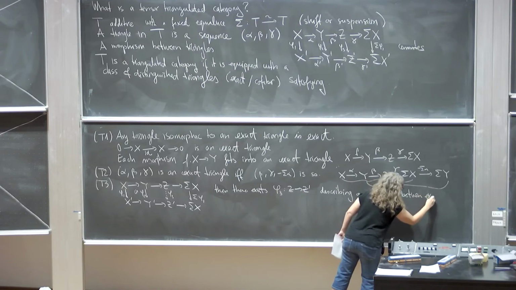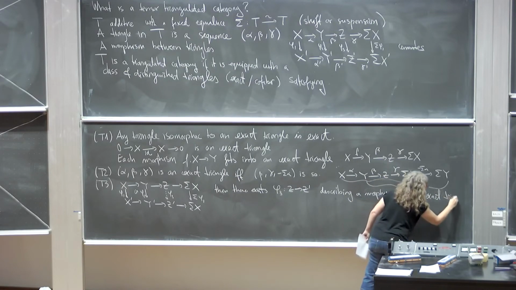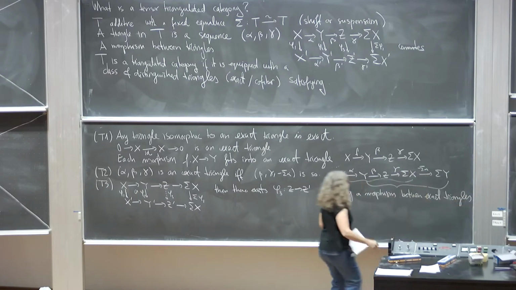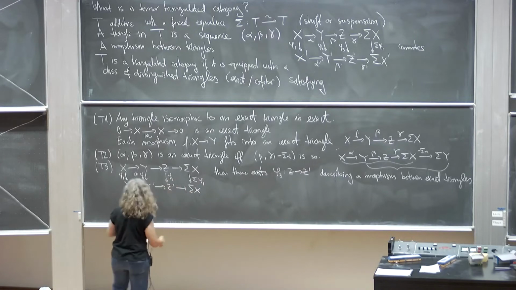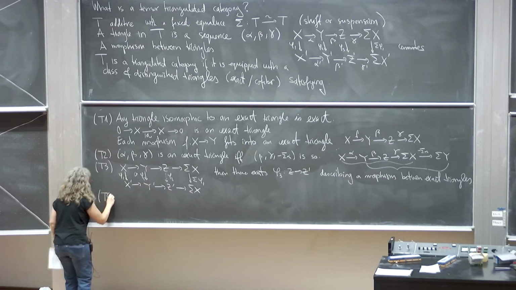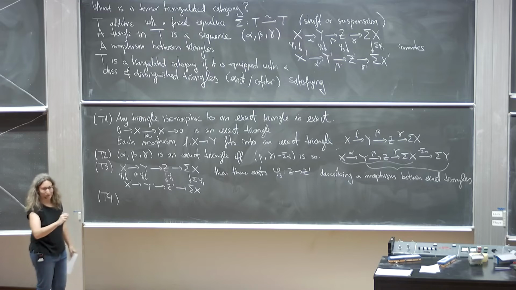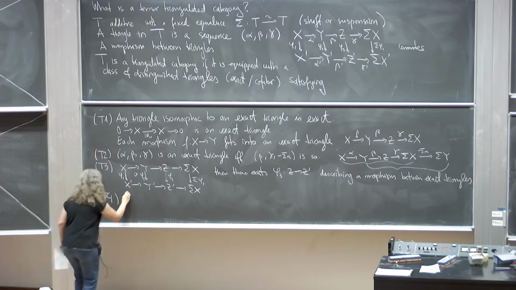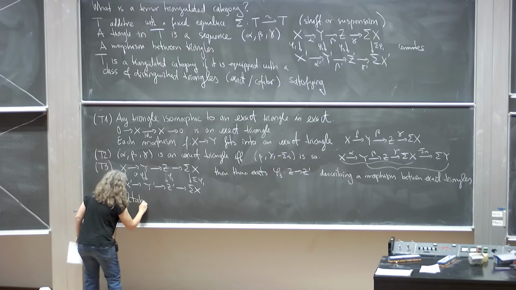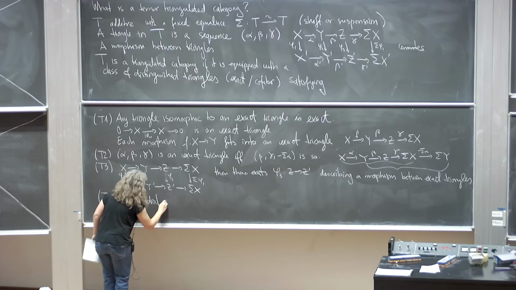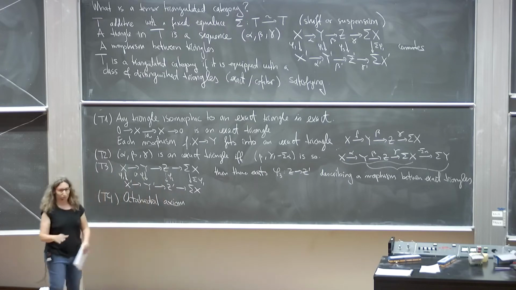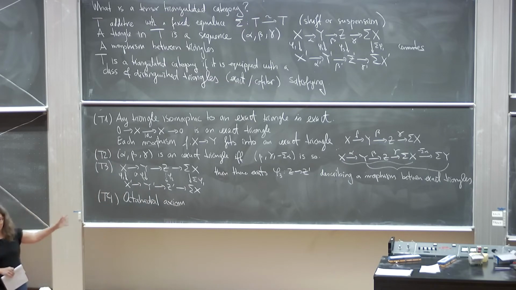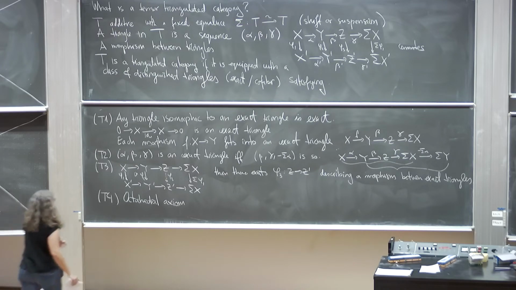Between exact triangles. And the last one, I'm not going to write it down. It could be long. It's called the Octahedral Axiom, or sometimes Verdier's Octahedral Axiom. I'm not going to write it down. It's technical and it will not illuminate what's going to happen later.